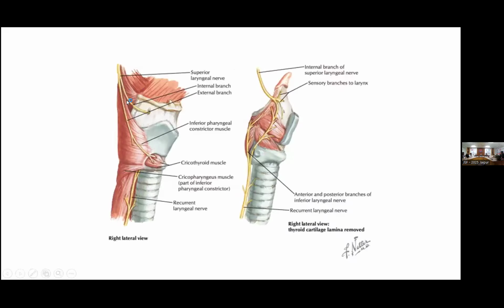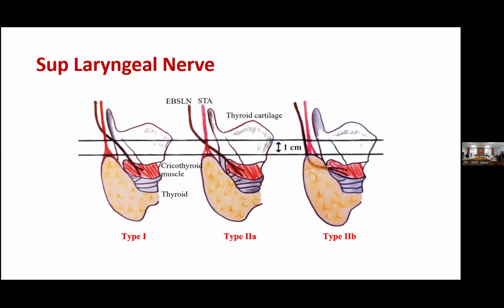So the superior laryngeal nerve gives the internal branch, which is sensory. The external branch is motor to the cricothyroid muscle. The recurrent laryngeal nerve lies deep along the tracheoesophageal groove and supplies almost all the intrinsic muscles of the larynx. So coming to the superior laryngeal nerve, probably this is the most commonly injured nerve.